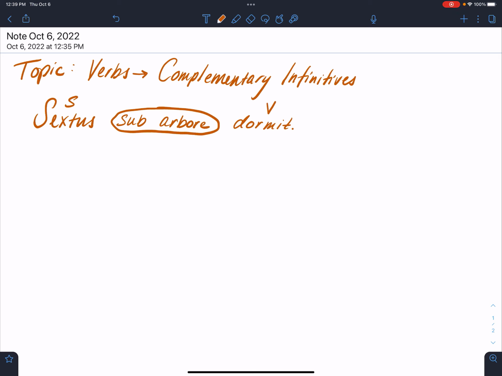Okay. Now, translation. Who would like to give me the translation here? Siri, please. Sextus under the tree sleeps. Okay, Sextus under the tree sleeps. Can you reword it to be Sextus sleeps under the tree. Good. Very good.